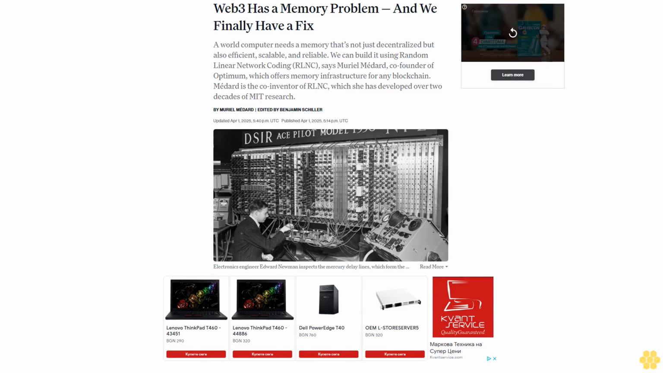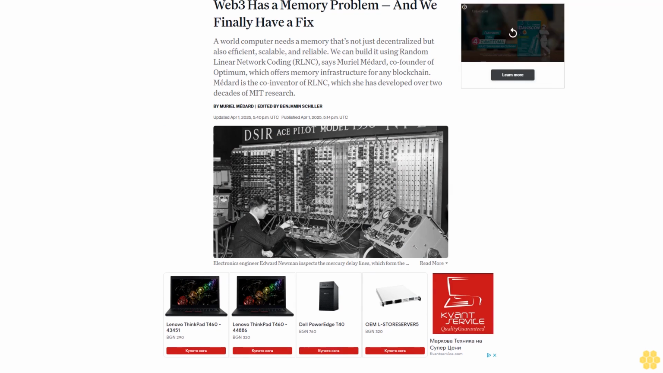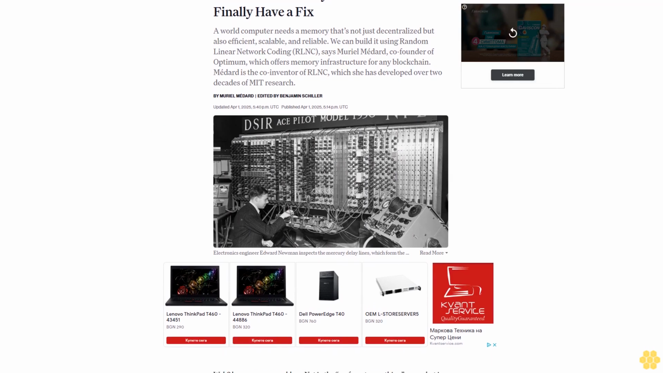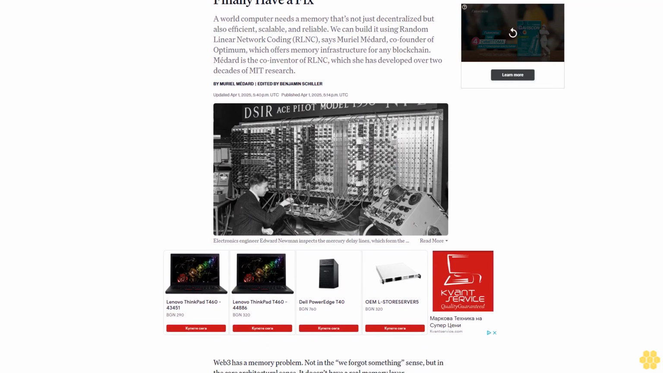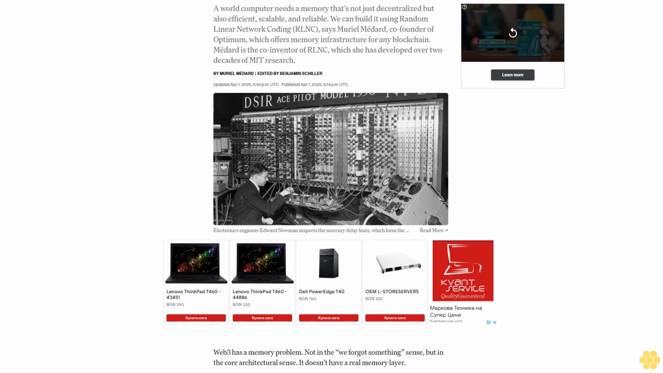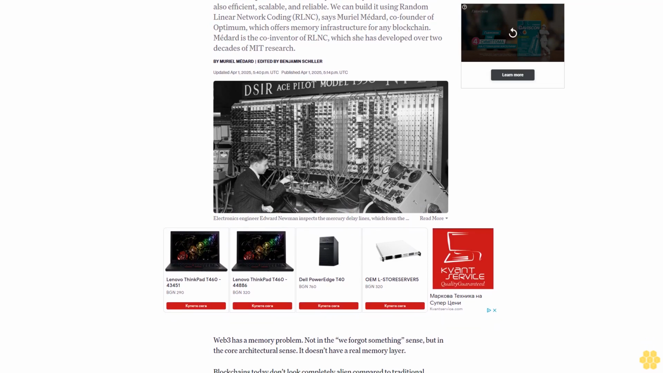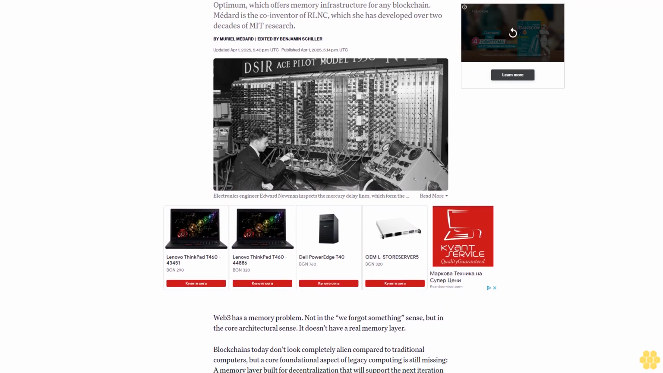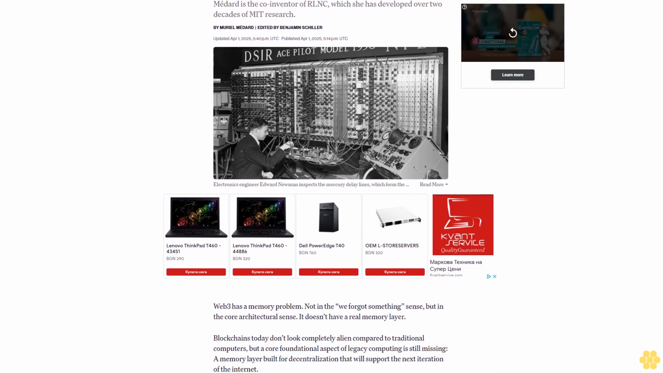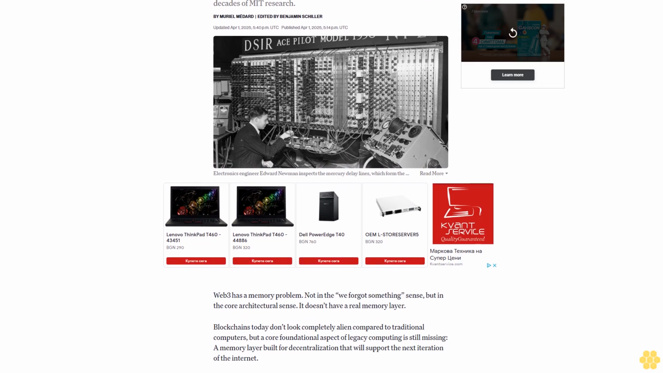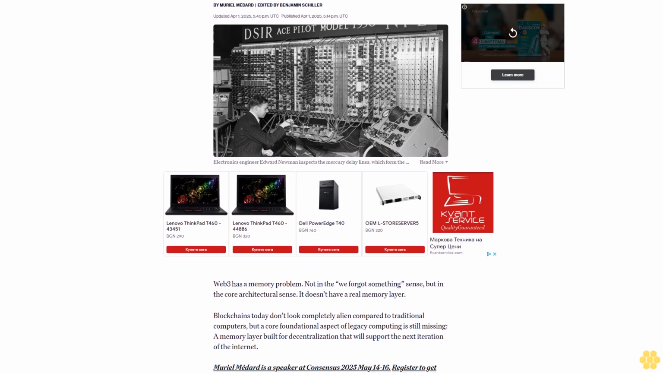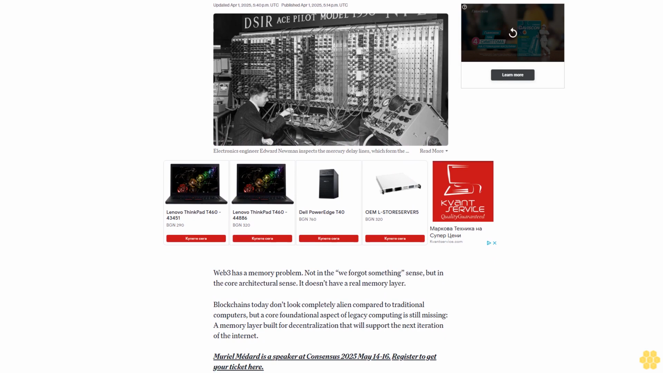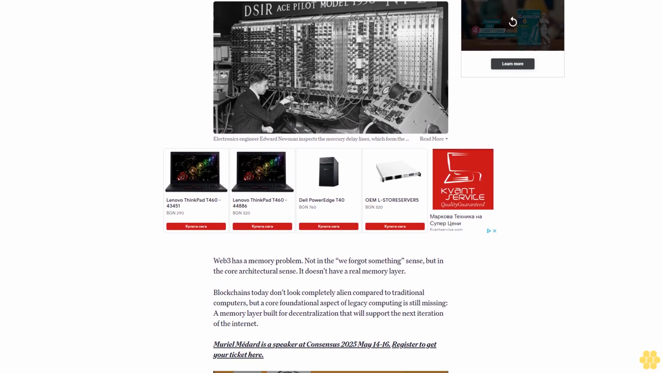Web3 has a memory problem, and we finally have a fix. A world computer needs a memory that's not just decentralized but also efficient, scalable, and reliable. We can build it using random linear network coding, RLNC, says Muriel Médard, co-founder of Optimum, which offers memory infrastructure for any blockchain. Médard is the co-inventor of RLNC, which she has developed over 2 decades of MIT research.